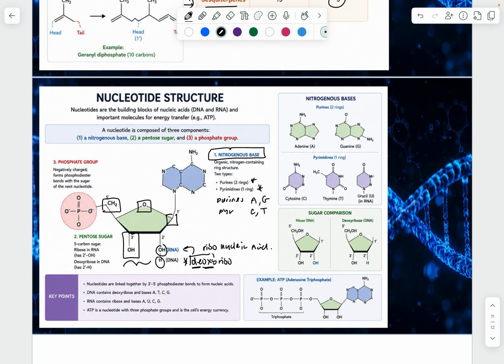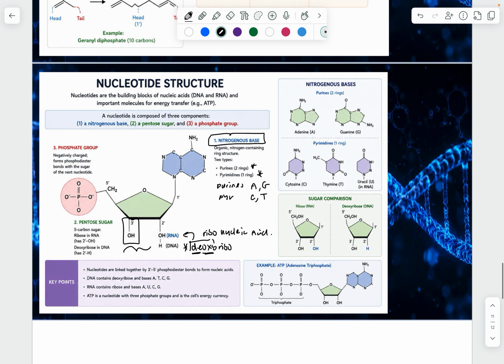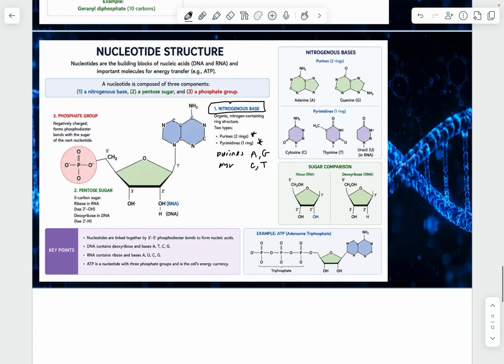And then this is 1 phosphate, but when we look at other structures like ATP, you will see triphosphates. So one thing to note about the structure of DNA is when you form DNA from a nucleotide, you form a phosphodiester bond, a 3 to 5 phosphodiester bond.